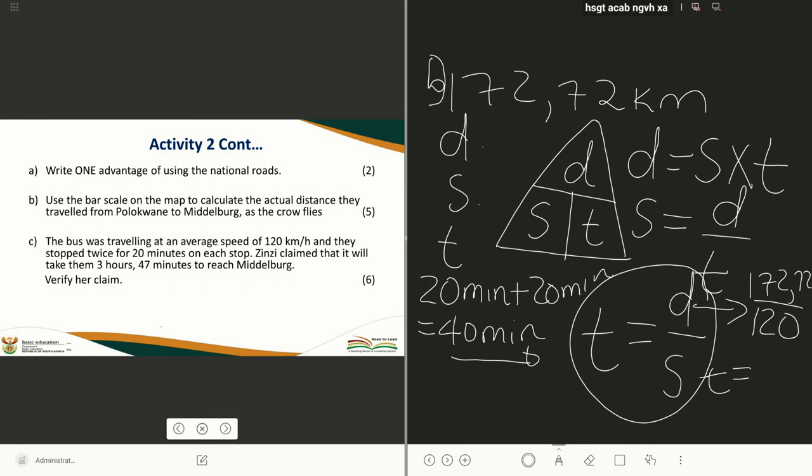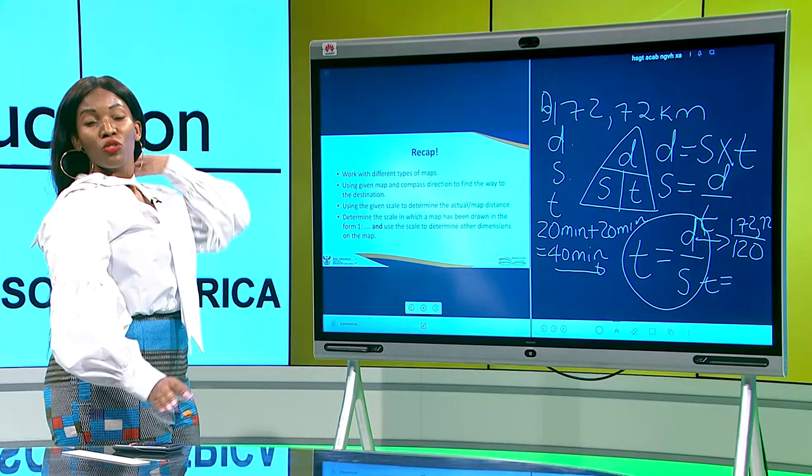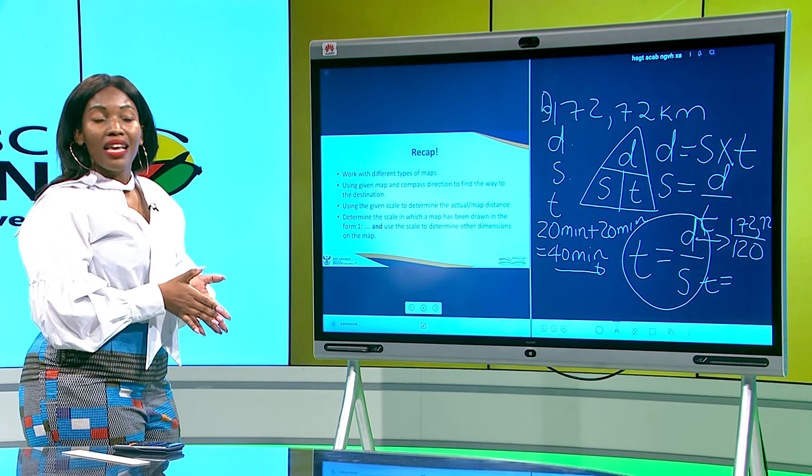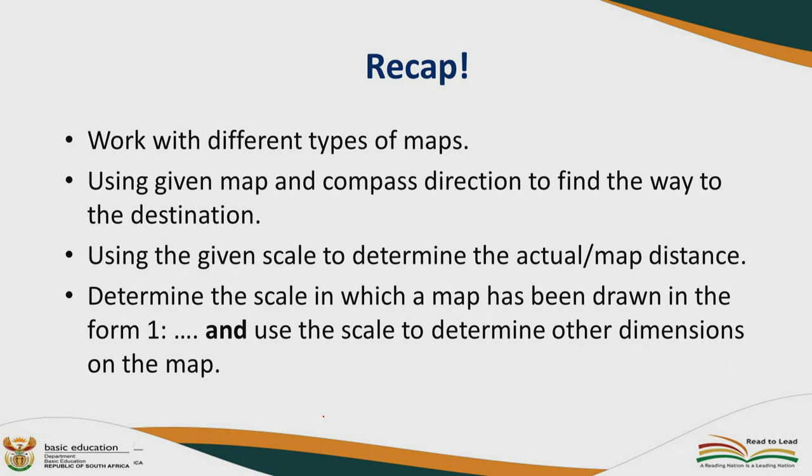Now, grade 12s, we've come to the end of our lesson. I've really enjoyed this section of maps and scale. I hope you guys also enjoyed it and you've learned as well. Now, a quick recap. We've worked with different types of maps. We were using the given map and the compass direction to find the way to a destination. We used the given scale to determine the actual distance. We also determined the scale in which the map was drawn by using the scale that was given, either a bar scale or a number scale.